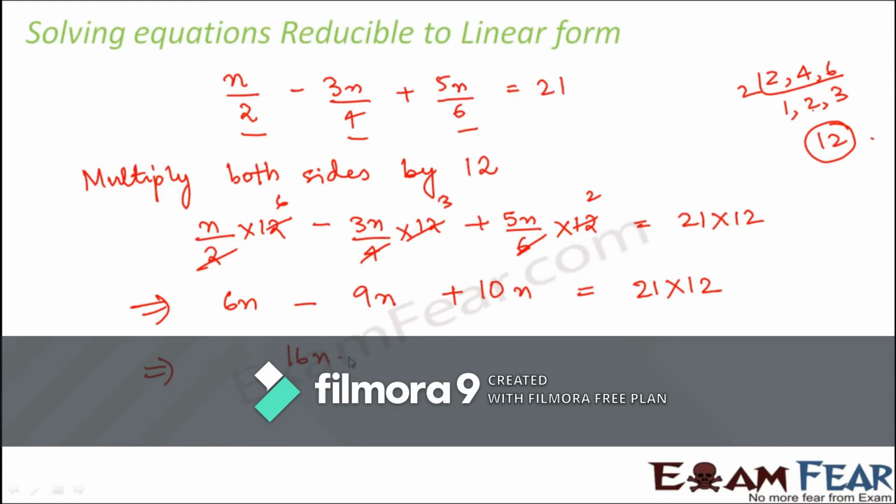So now this side we solve, it becomes 16n minus 9n is equal to 21 into 12, or this becomes 7n is equal to 21 into 12, or n is equal to 21 into 12 divided by 7. So 7 3s are 21. So this would be 12 into 3, that is 36. So n is equal to 36 would be a solution for this equation.